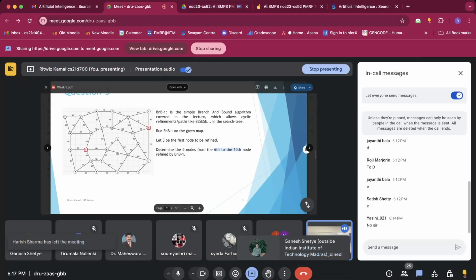I'll give you maybe 2-3 minutes to try to solve this, and then we can look at the solution. Please let me know if you come up with any partial solutions till then, or any doubts in the question.